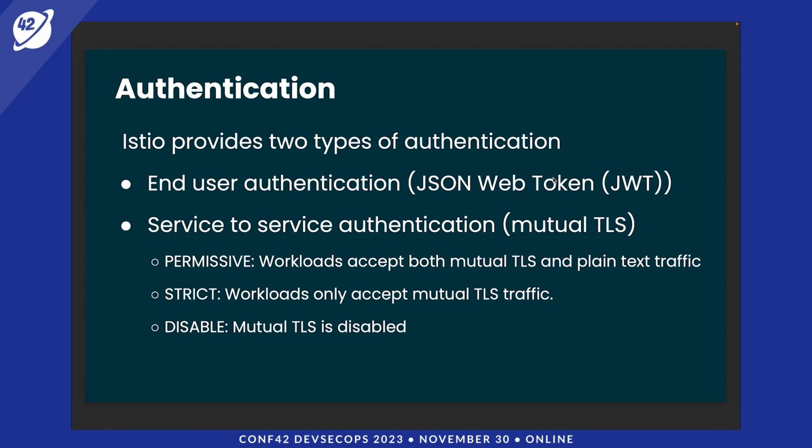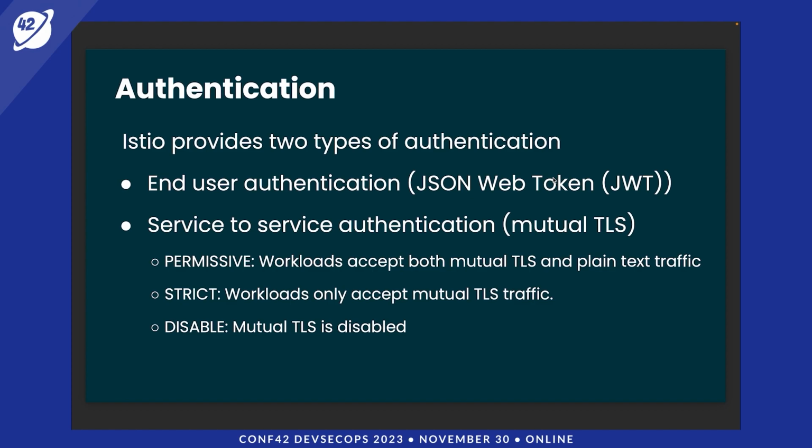Okay, so now we have established the identities for each of the services in our Istio service mesh architecture. Once we have the identities there, we can start implementing the authentication and authorization policies. Istio provides two types of authentication. One is end user authentication, for which you can use a JSON Web Token (JWT), and we are more interested in service to service authentication, or mTLS.